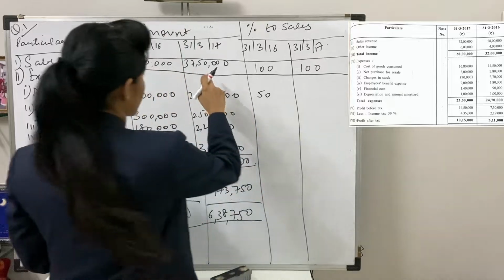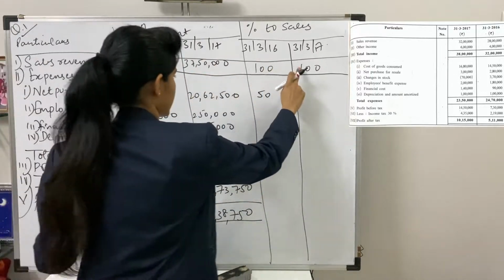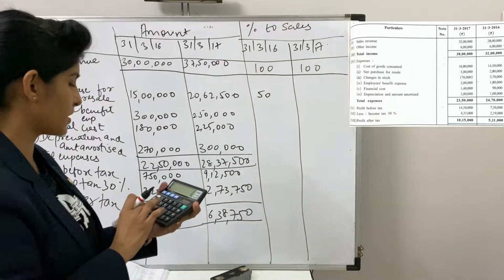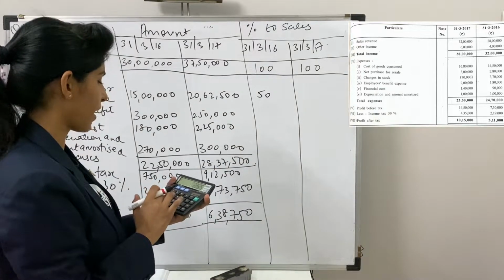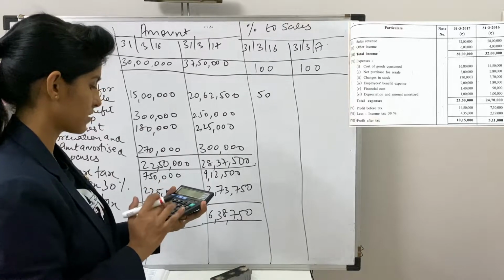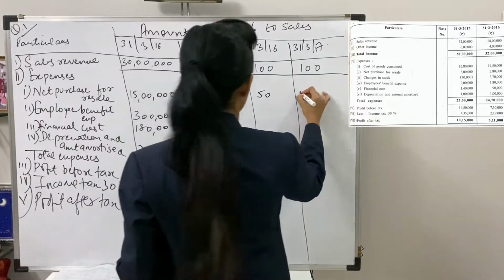Over here 50. Now 37 lakh 50,000 is 100. So 20 lakh 62,500 how much? So you can just cross multiply it. 20 lakh 62,500 into 100 divided by 37 lakh 50,000. We are getting 55 over here.